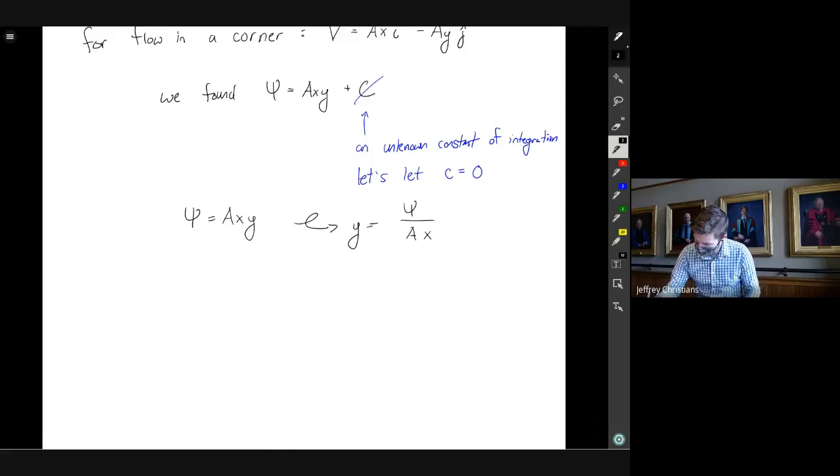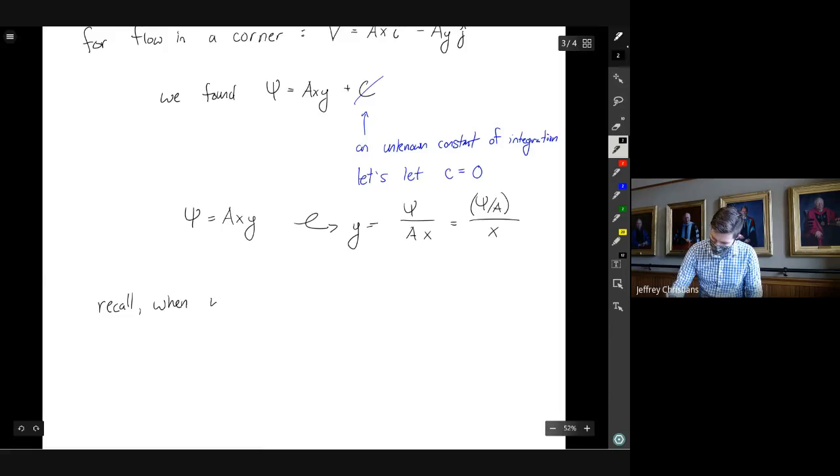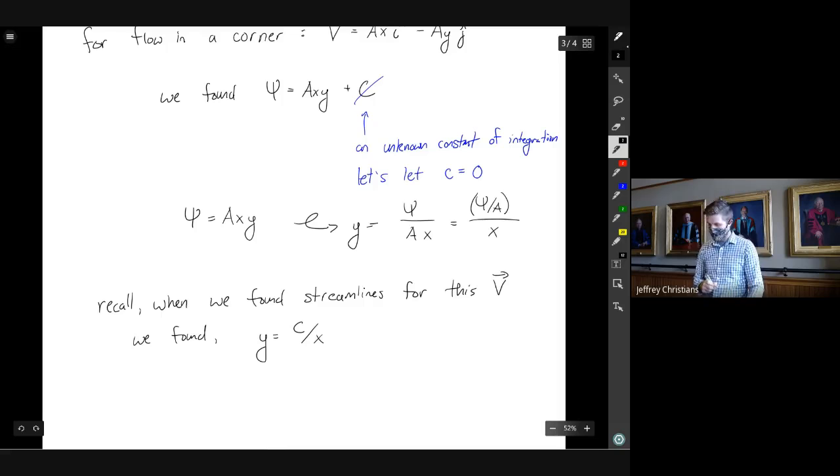or y equals psi over a, divided by x. And when we found streamlines for this velocity field, we found y equals c over x. So we get the same equation in these two different ways.